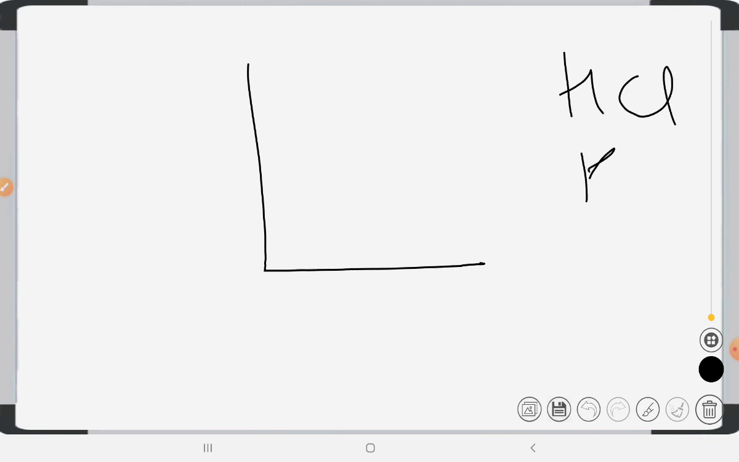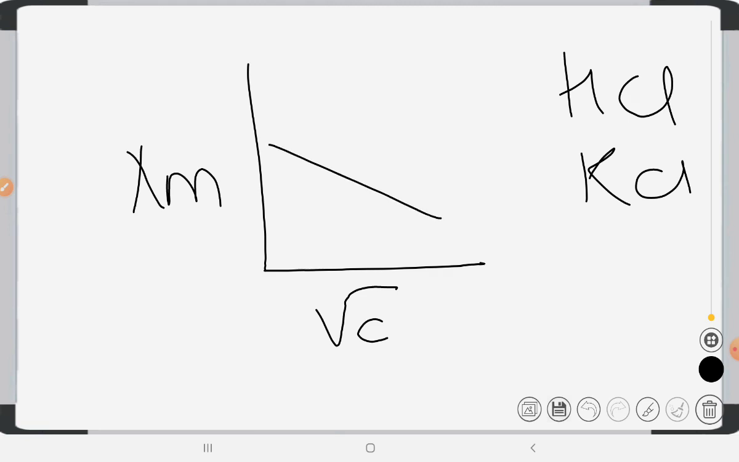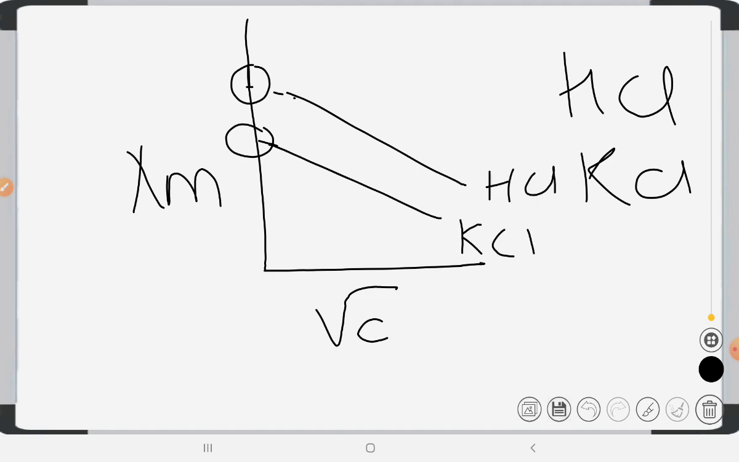If we consider two strong electrolytes, HCl and KCl, they are both strong electrolytes. This is lambda m. Which one will have higher lambda m0 value? And there are two graphs over here. So how will you distinguish which graph is for which? Here if you extrapolate, this is lambda m0 here and this is lambda m0 here. Now if we consider this as KCl and this as HCl, why is it so?